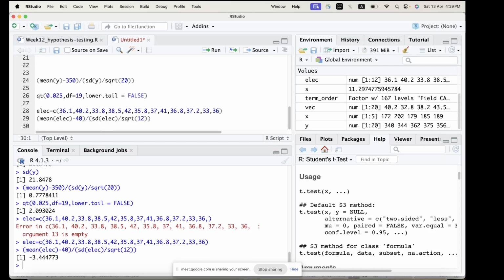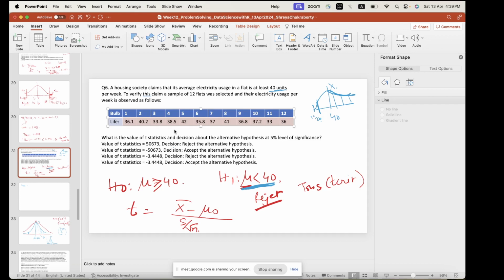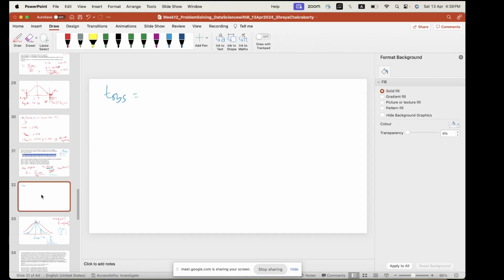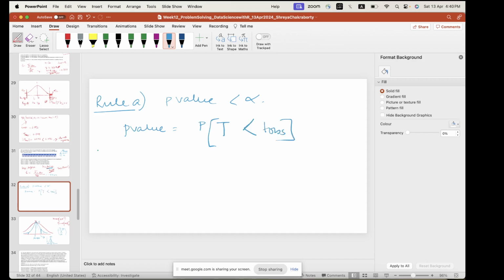Alright, this is my test statistic, minus 3.444. Now you could have two rules which are essentially the same thing. So rule A is if p value is less than alpha. What will be your p value in this case? In this case it will be the probability that a t distribution has a value lower than your t observed.